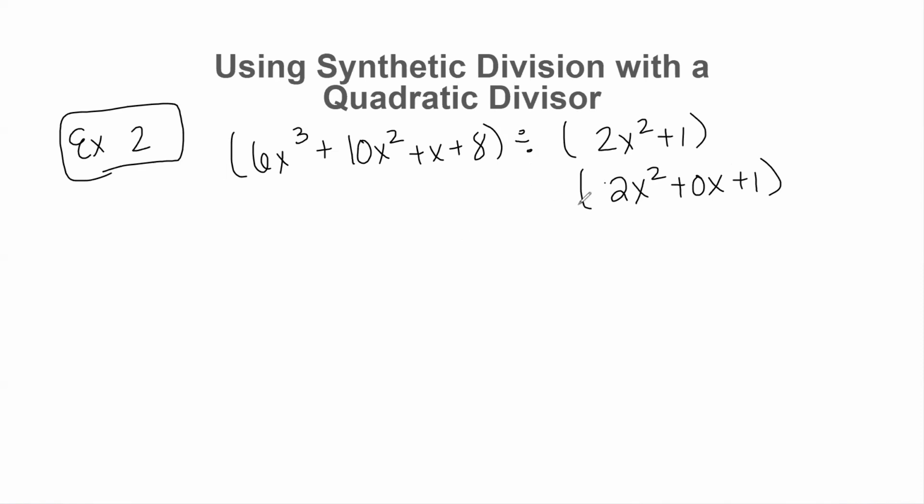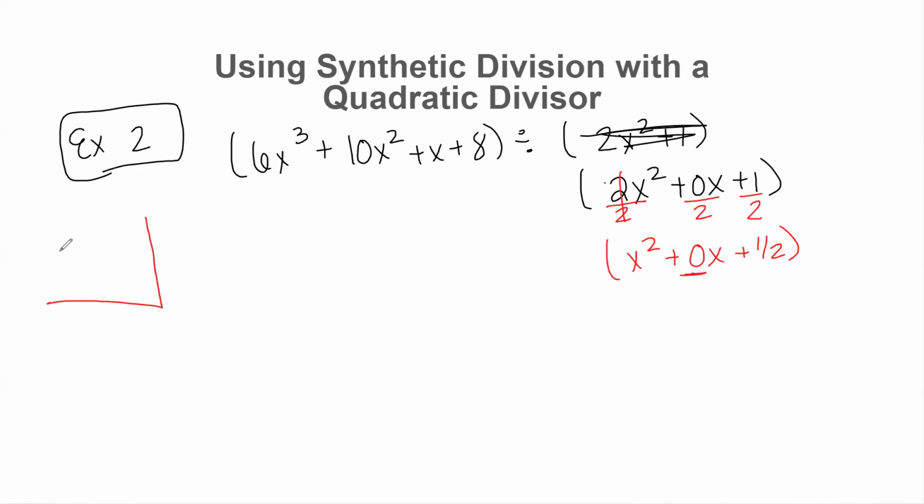All right, now for this to work, we need the leading coefficient of the divisor to be 1. Well, it's not. Well, we can make it. If we just divide by 2, but then we've got to be fair and divide by 2 all the way across. So that would now give us x squared plus 0x plus a half. Now we can do this problem. The opposite of 0 is still just 0, and the opposite of half is negative half. So there's our kind of box.